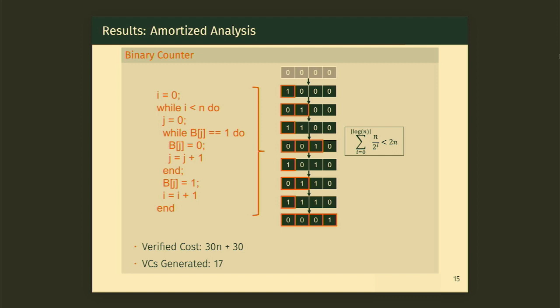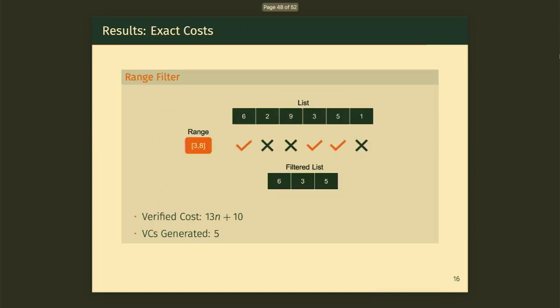So the result that we get, if we had used our original worst case cost logic, would be n log n. But with our amortized logic, we were able to prove a linear result for our implementation. Finally, for the exact cost, we just implemented a very simple range filter. So we have a list with values and a range, and we simply filter the values that are within the range. So this is obviously linear, but we also prove the exact cost of executing this program, not only the magnitude, but also the exact cost.